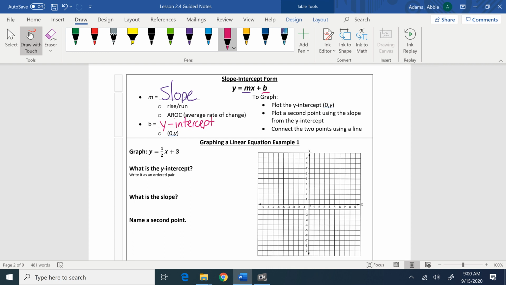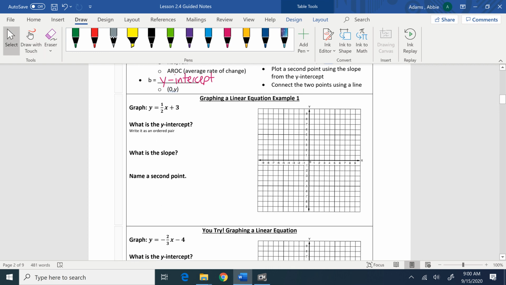I prefer that you choose more than 2 points, but you can graph a line just from 2 points. From that second point, we could use a slope again to find a third point, or we can use the inverse slope to go backwards and find the point behind our y-intercept. I'll show you guys a few different ways in the next example though. So let's go to example 1.